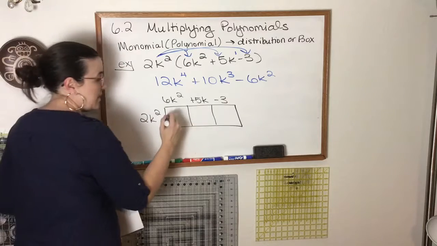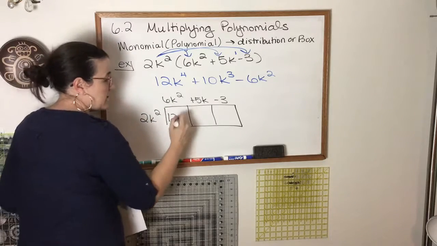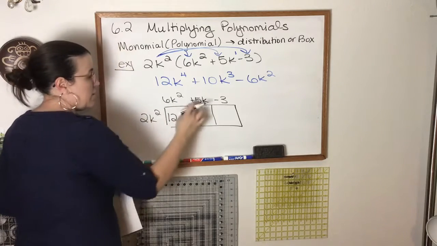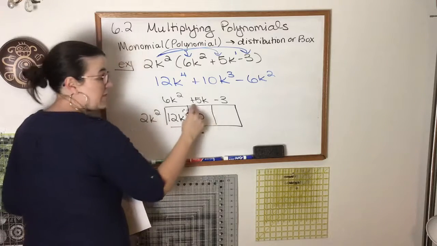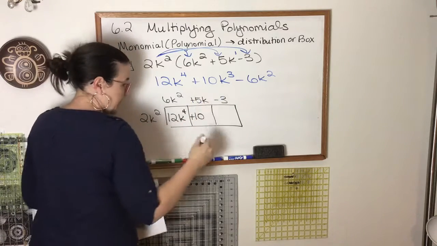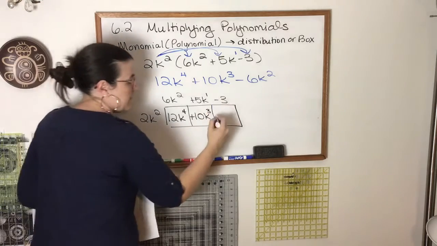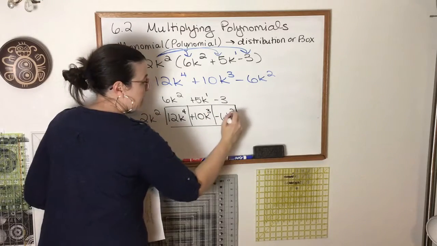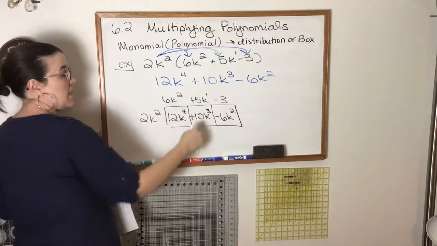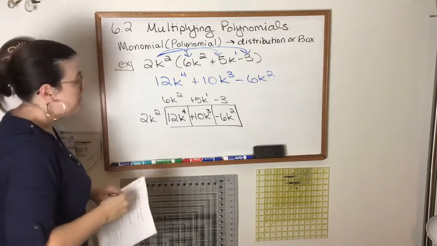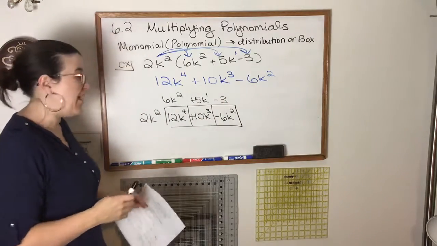Okay, so 2 times 6 is still 12. K squared times k squared is k to the fourth. 2 times 5 is 10, positive. And then k squared times k still has that little 1, to the first, gives me k to the third. 2 times negative 3 is negative 6. And the k squared comes along. So you'll notice the answer is still the same. They're just 2 different methods for the same thing.